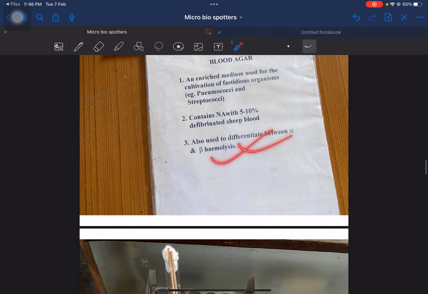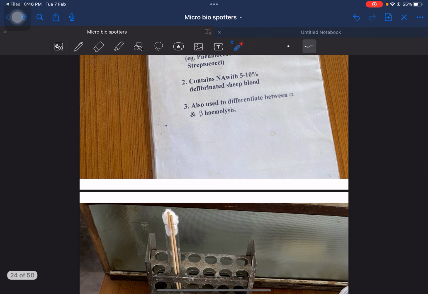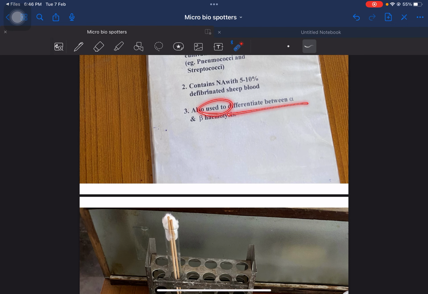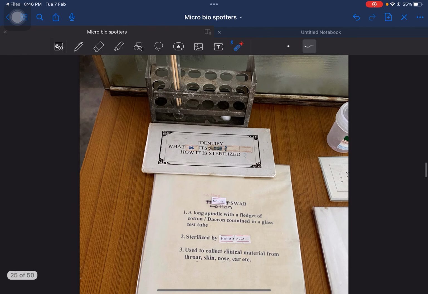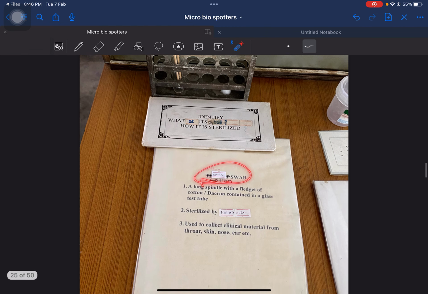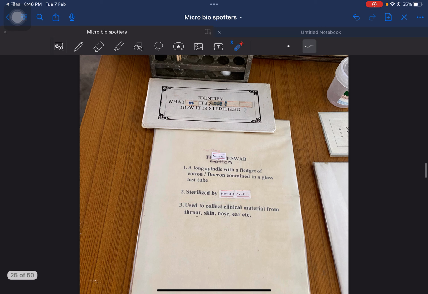These are the description of blood agar. Why is it used? To differentiate between alpha and beta hemolysis. This is cotton swab sterilized by hot air oven. Give better emphasis on the sterilization and the use.